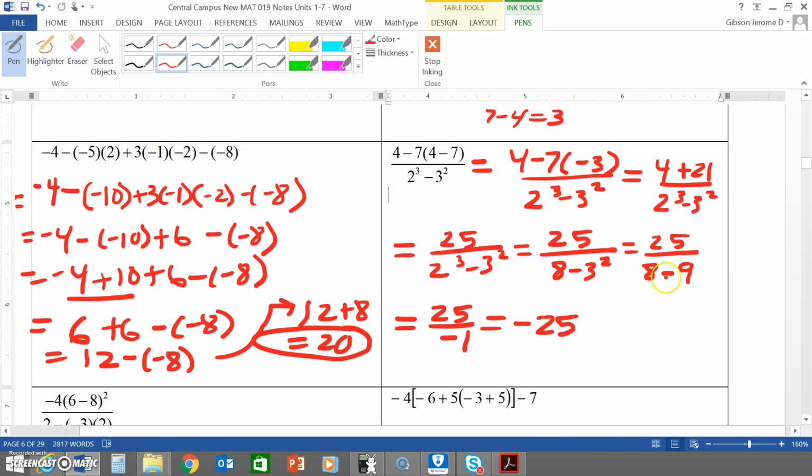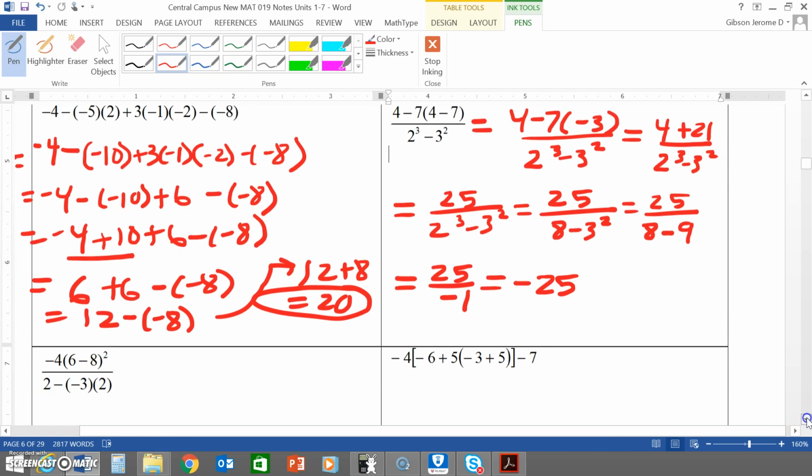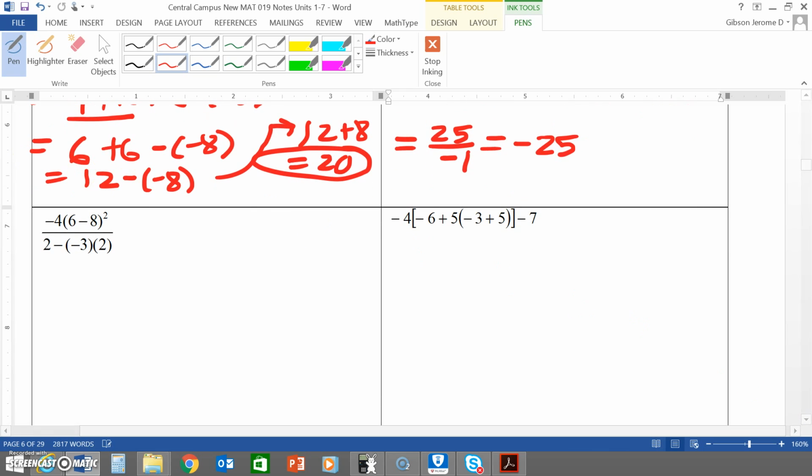Now just as a footnote, remember these have opposite signs. You subtract them. 9 minus 8 is 1. And since 9 is the larger number, it makes it -1. And here, positive divided by a negative is negative, and 25 divided by 1 is 25. Well, your final answer would be a -25.